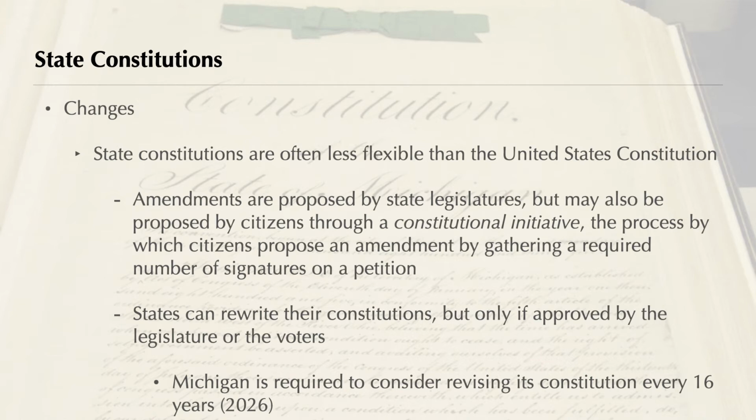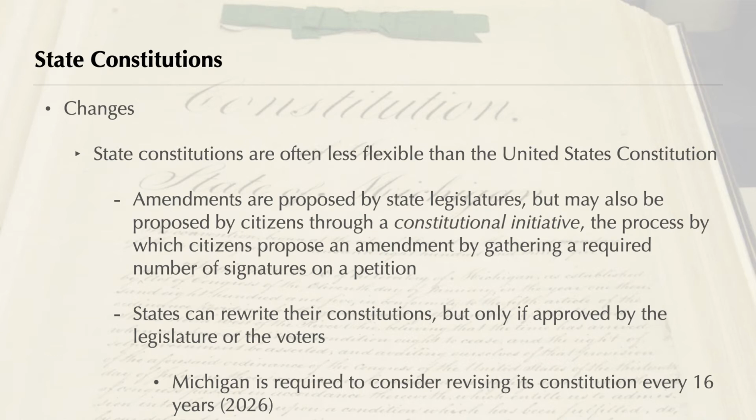Because state constitutions are so detailed, they are often less flexible than the federal constitution. Therefore, they are more likely to be changed as conditions and needs change. The most common way to change a state constitution is by amendment, usually proposed by the state legislature.